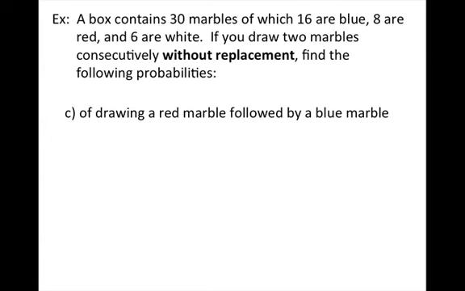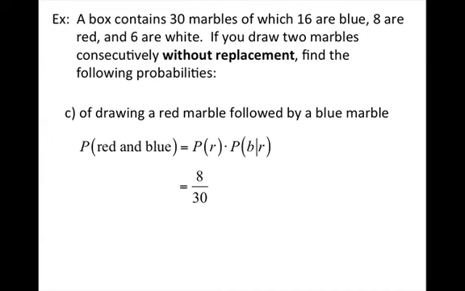So now let's look, what is the probability of drawing a red marble followed by a blue marble? So that's the probability that the first marble is red times the probability that the second marble is blue given that the first one was red. Well, for my first action, for the probability of a red, I have 8 red out of 30 total. If I reach in and pull out a red marble, I still have 16 marbles that are blue. So for my second probability, the top number is a 16.